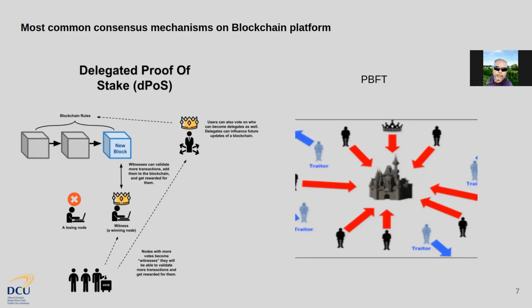PBFT is derived from the Byzantine generals problem, which is a computer science term for a situation where involved parties must agree on a single strategy to avoid a complete failure. However, it assumes some of the involved parties might be corrupt or otherwise unreliable.